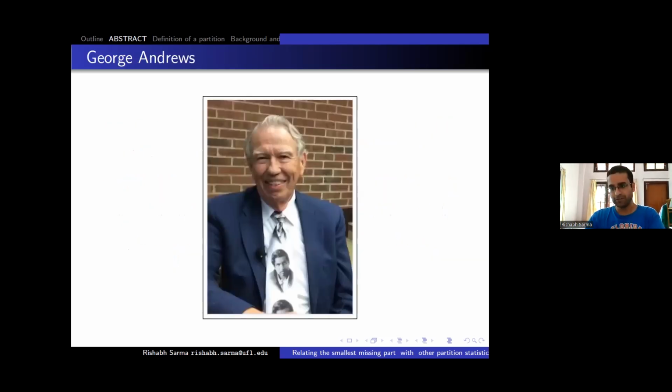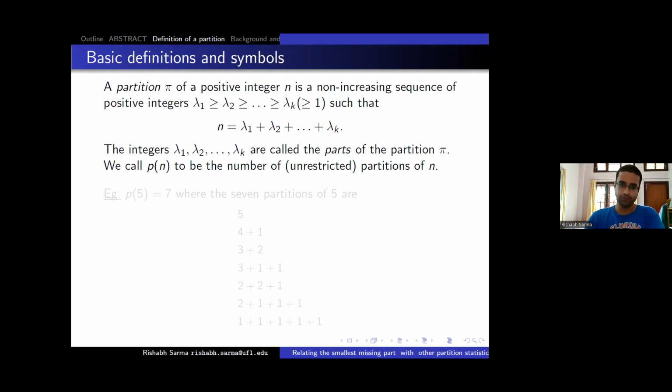I begin with a picture of Professor George Andrews, who has been at the center of every major breakthrough in the field of partitions and q-series. A partition pi of a positive integer n is a non-increasing sequence of positive integers such that the sum gives you n. These summands are called the parts of the partition, and let p(n) be the number of such unrestricted partitions of n. Here is an example. There are 7 partitions of the number 5, and as you can see, the parts are in non-increasing order.